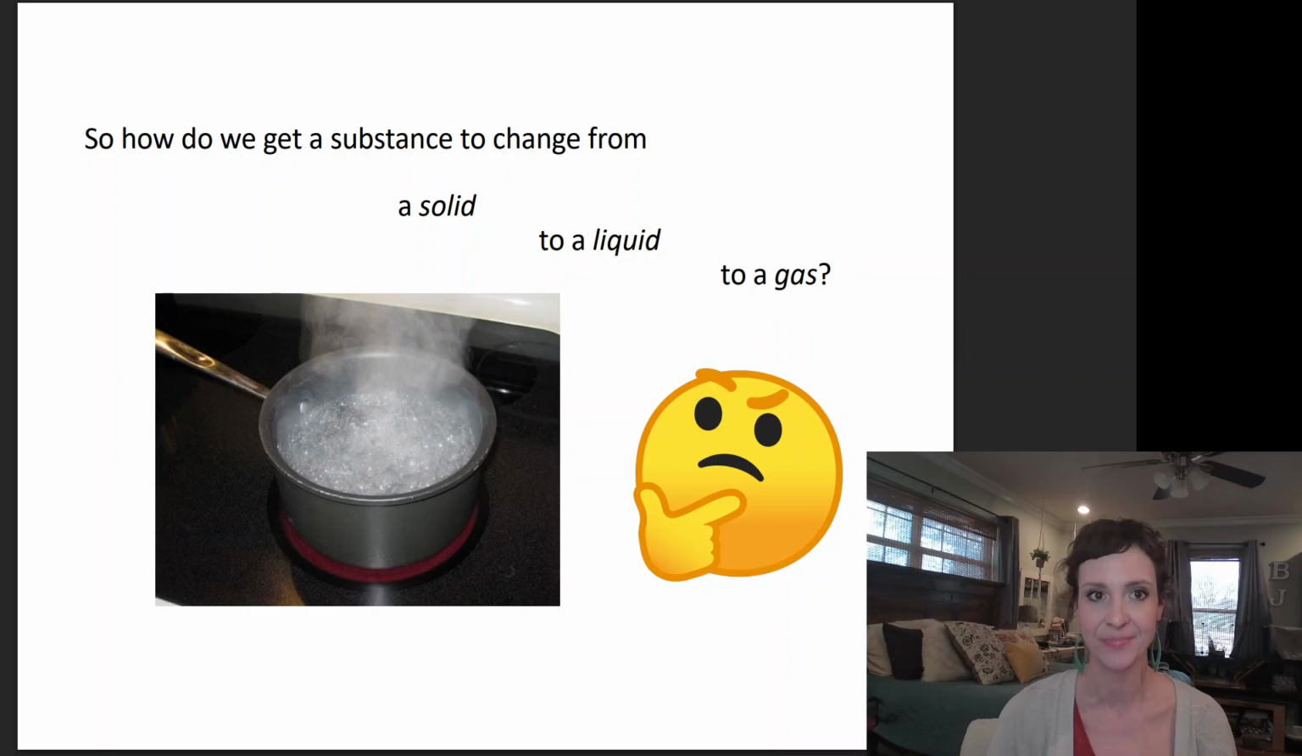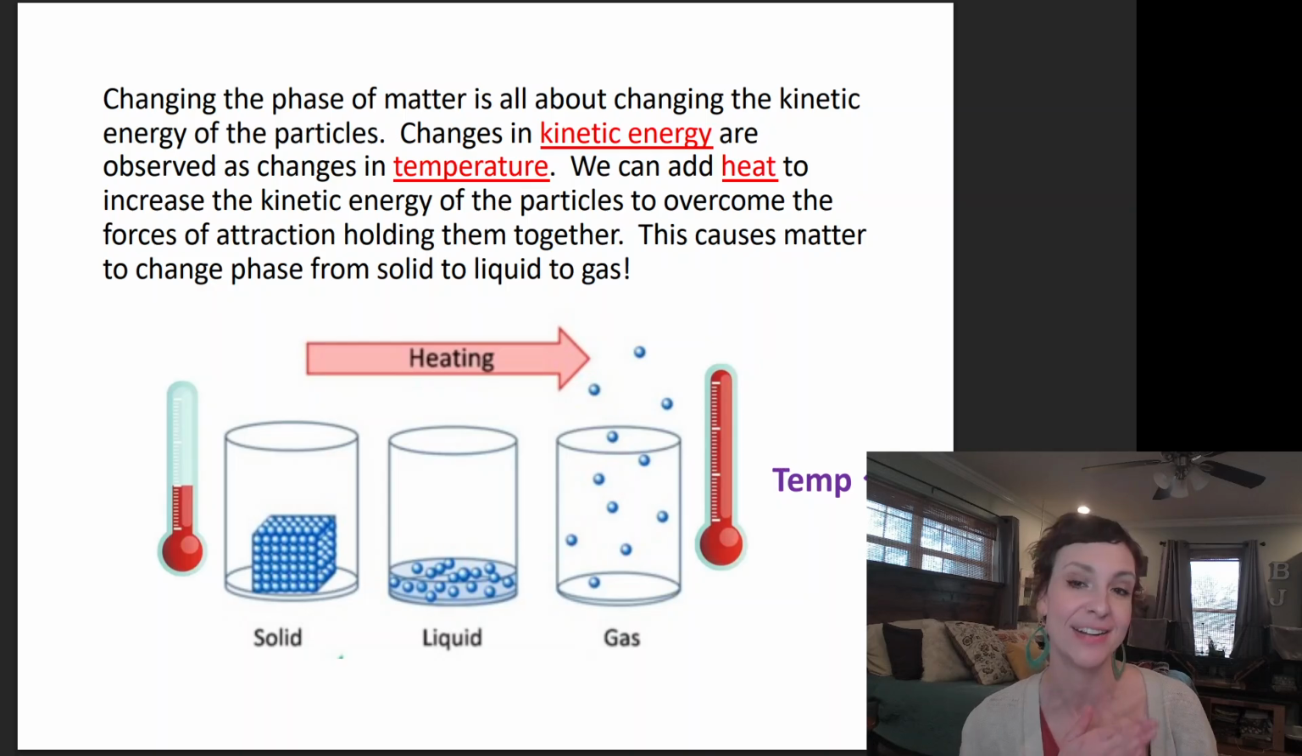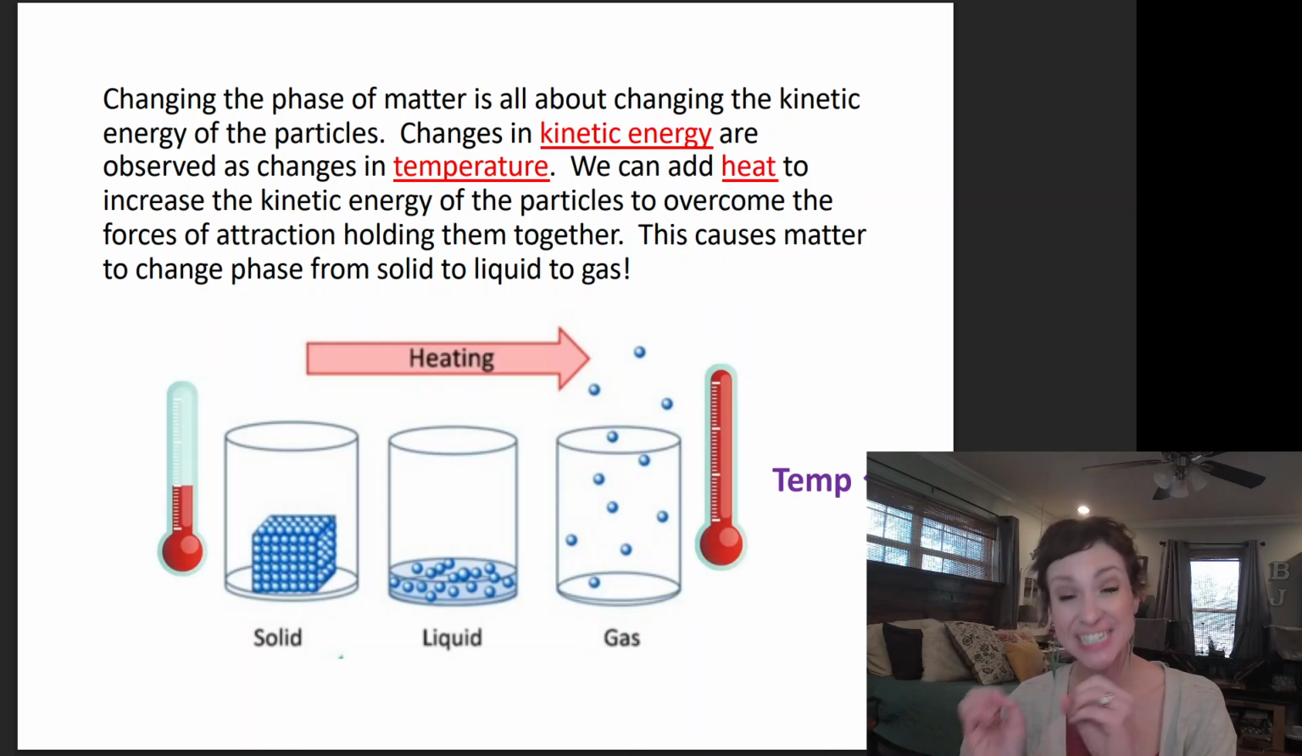Let's see. So how do we get a substance to change from a solid to a liquid to a gas? I put a picture of boiling water on here because I think you probably know the answer. Changing the phase of matter is all about changing the kinetic energy of the particles. So changes in the kinetic energy are observed by us as changes in temperature, because temperature is, by definition, the average kinetic energy of a sample of matter, right?